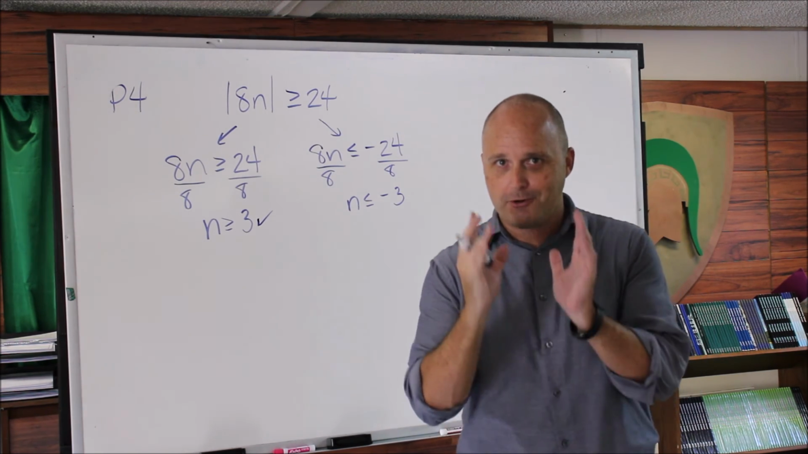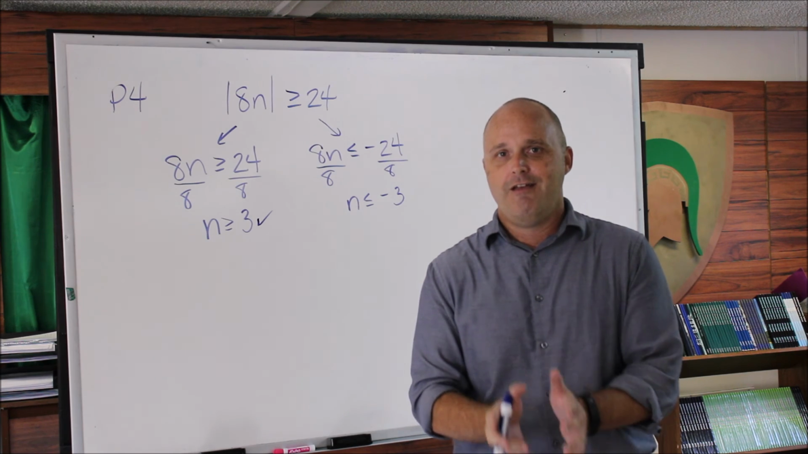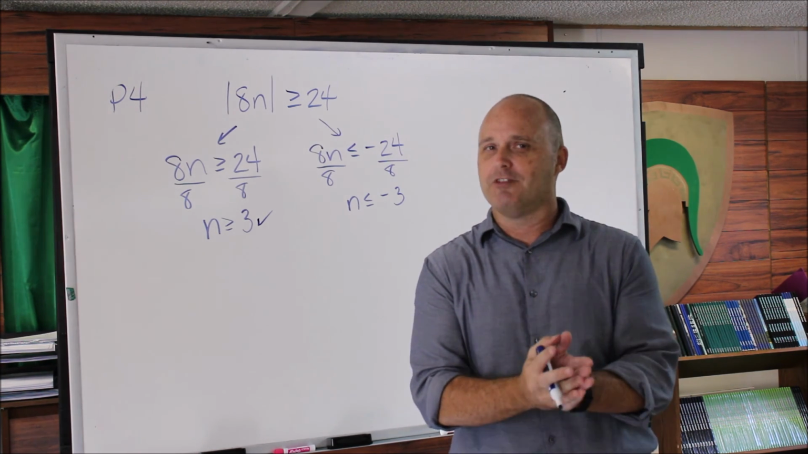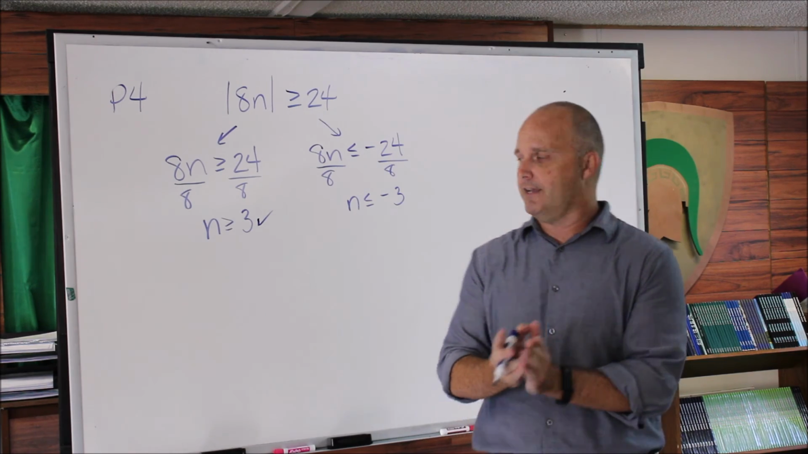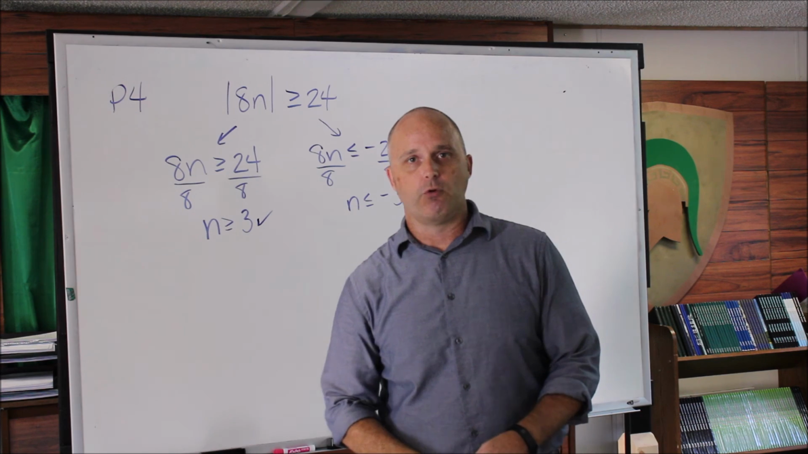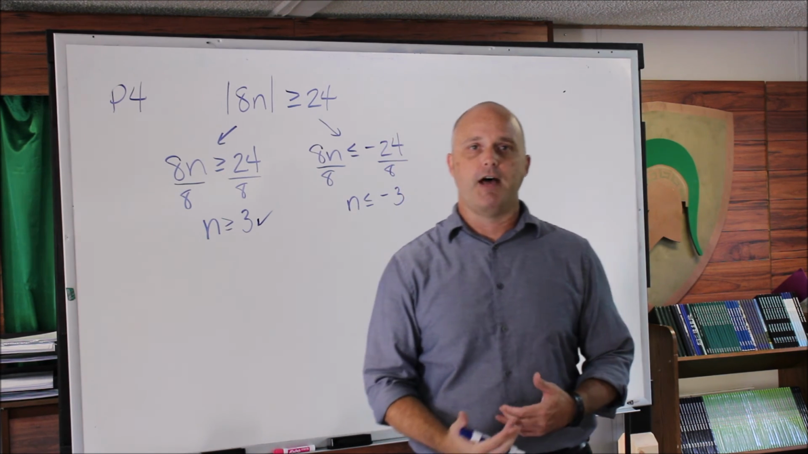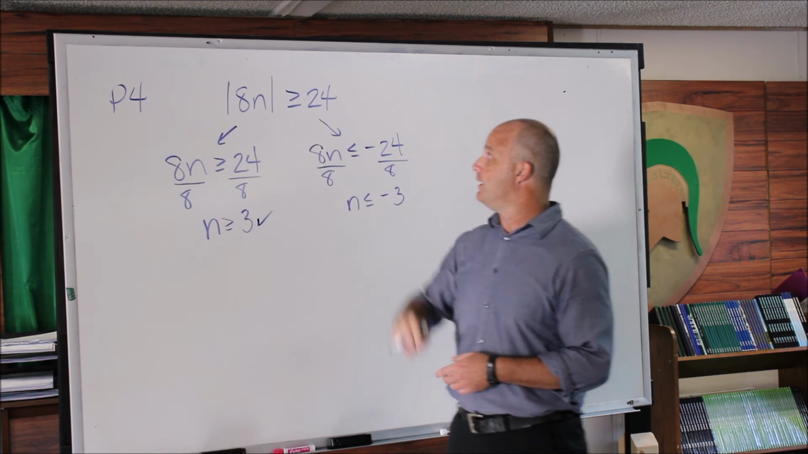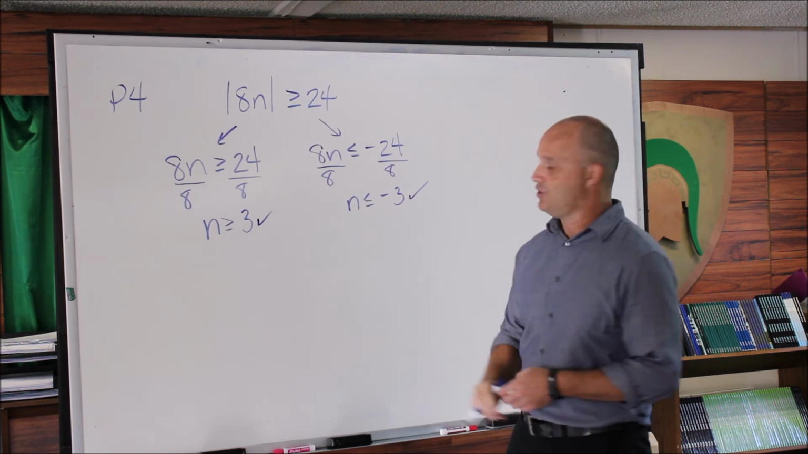On this one, we need a number that's less than negative 3. Now remember, don't get confused on this. Negative 4 is less than negative 3. Even though it seems like it's bigger, negative 4 is less than negative 3. So plug in negative 4. 8 times negative 4 is negative 32. The absolute value of negative 32 is 32. And 32 is greater than or equal to 24. So that checks out as well.